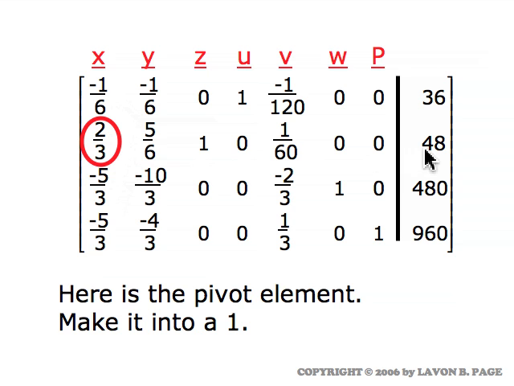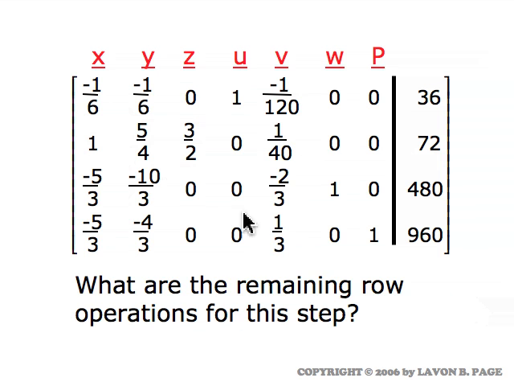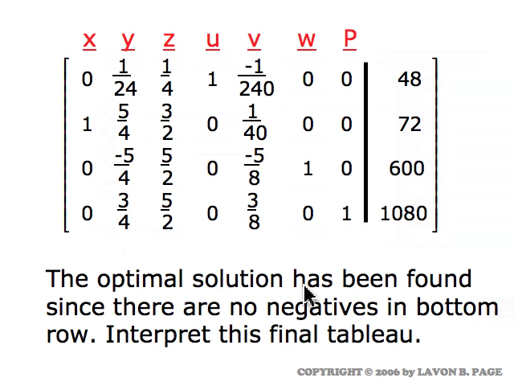We need to multiply the second row by 3/2 in order to turn that into a 1. And then the remaining 3 row operations would be what? Row 1 plus 1/6 row 2, row 3 plus 5/3 row 2, and row 4 plus 5/3 row 2. When those row operations have been carried out, this is where things stand, and you can see that we've now reached the optimal solution. There are no longer any negative numbers in the bottom row, so we know that we're done, and it's simply a matter of interpreting our final tableau to see what the solution is.